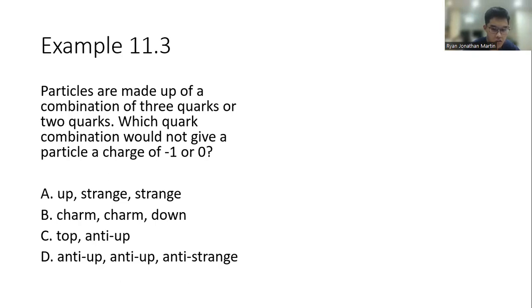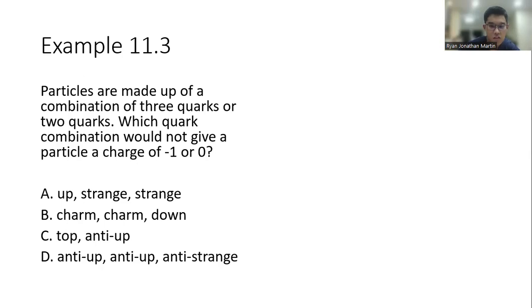C would give a charge of 0. And then D would give a charge of -1, right? You have to add it up. That's what I got. What is your answer? C.